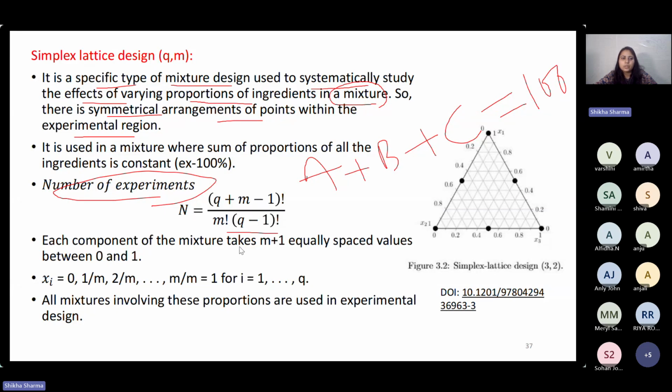So each component of the mixture takes m plus 1 equally spaced values between 0 and 1. Suppose the xi value can be 0, 1 upon m, 2 upon m, and so on up to 1. As we said, the sum of all the proportions is a constant, 1. All the mixtures involving these proportions are used in experimental designs like this. So this is a simple simplex lattice design.